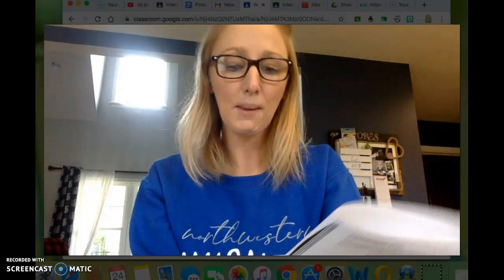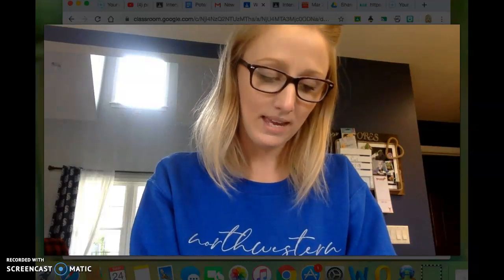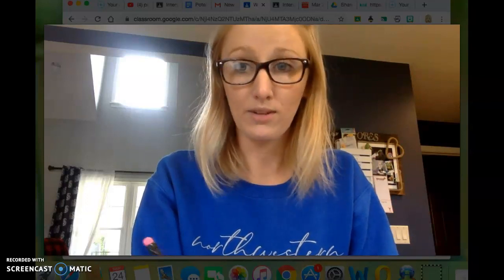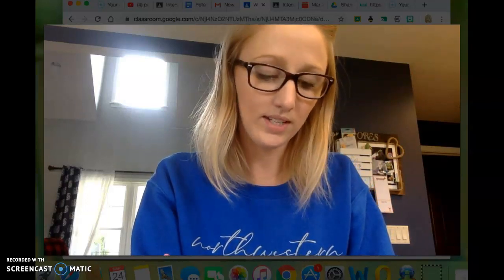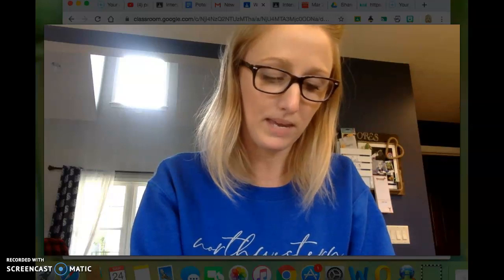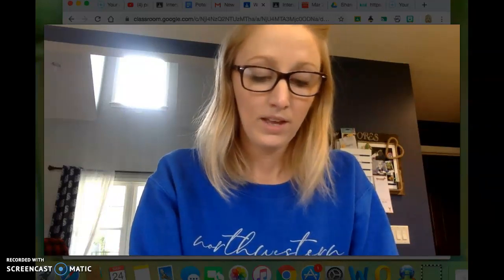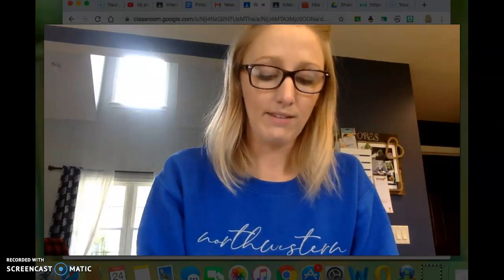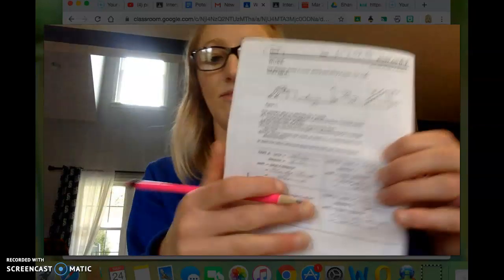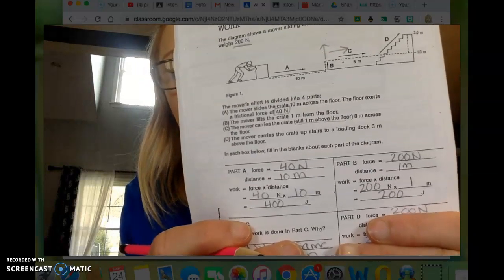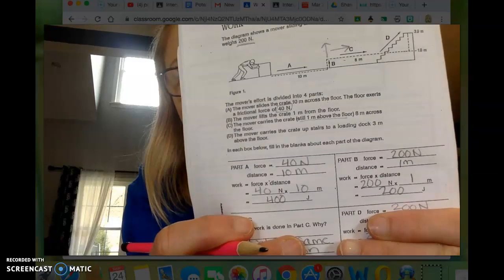Now, let's look at part B and part D. For part B, the crate weighs 200 newtons, so that's going to be your force, and the distance, as listed in part B, is she lifts the crate 1 meter. So that's what you're writing for distance, 1 meter. So you should have 200 and 1, and you're going to multiply those together, and you're going to get 200.